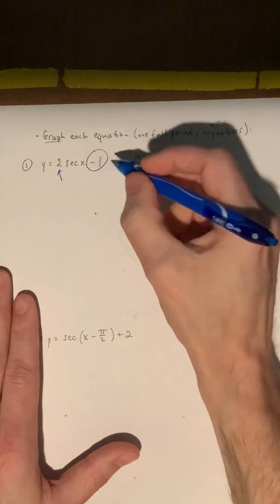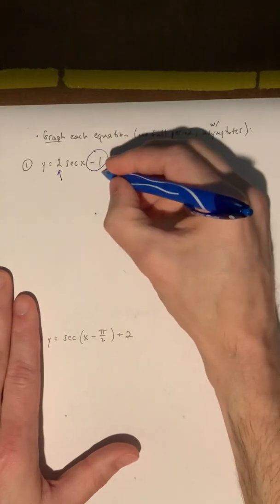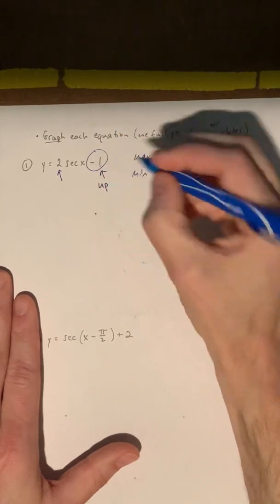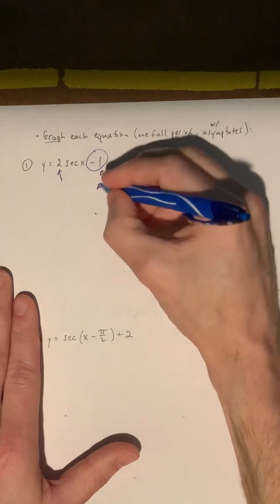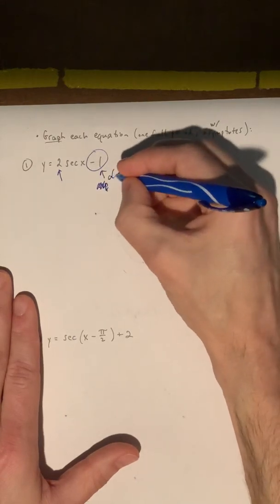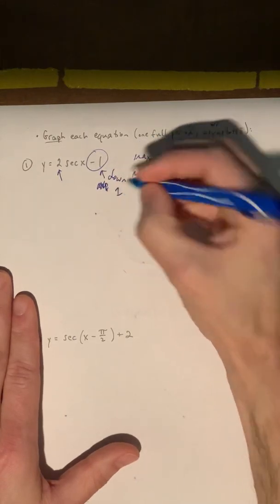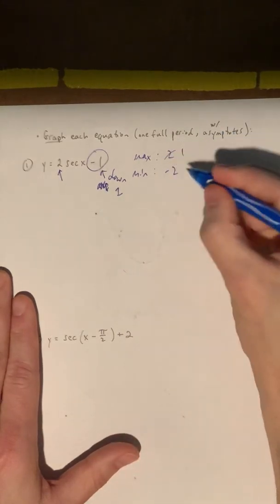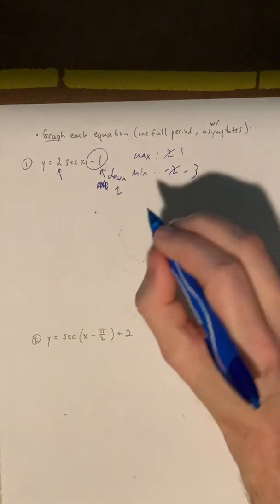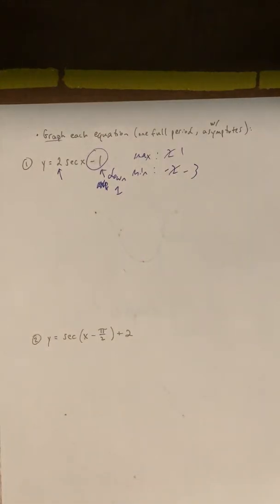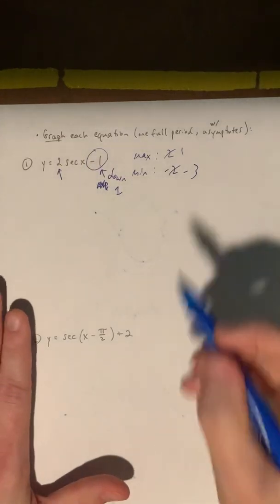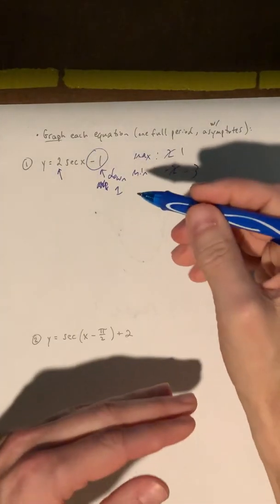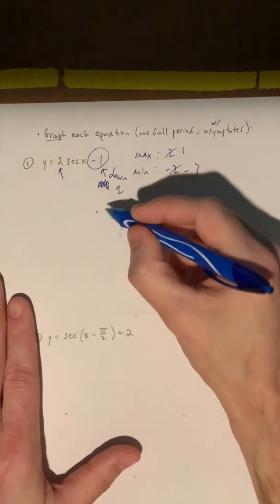But then the -1 at the end is going to move everything, I'm sorry, not up 1, down 1. So this goes down 1 back to 1. This goes down 1 to -3. All right, so here we go. We're going to do our secant graph, but it's stretched out to 2, -2, but moved down 1, so our max and min.